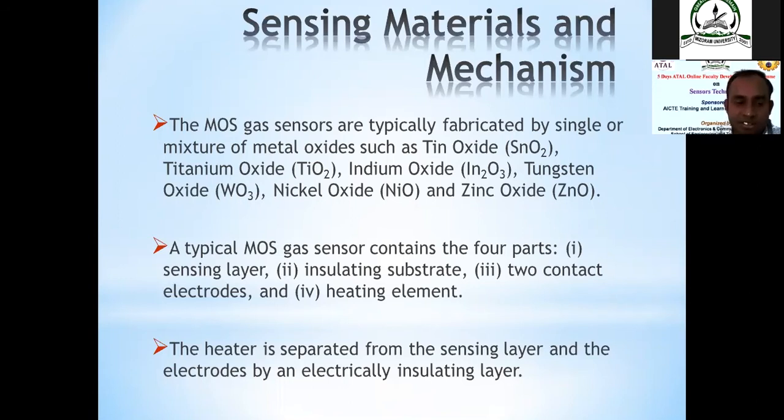Using the combinations we can select which gas should be sensed. Now, the MOS gas sensor has 4 parts: the sensing layer, the insulating substrate, the 2 contact electrodes, and 1 heating element. The heater is separated from the sensing layer, and in between there is an insulating layer.